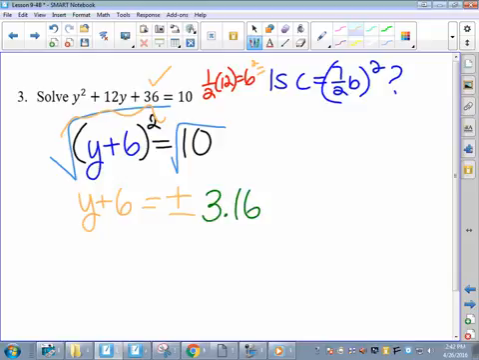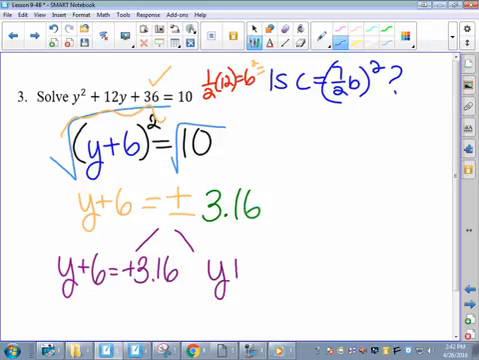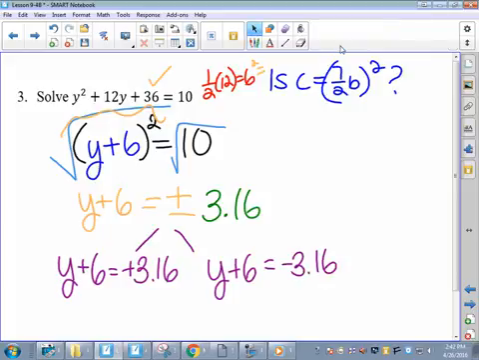It doesn't matter that I have crazy numbers here. I'm still going to do a y plus 6 equals positive 3.16. y plus 6 equals negative 3.16. You finish that one off, and you'll get decimal answers. I believe they're both going to be negative.